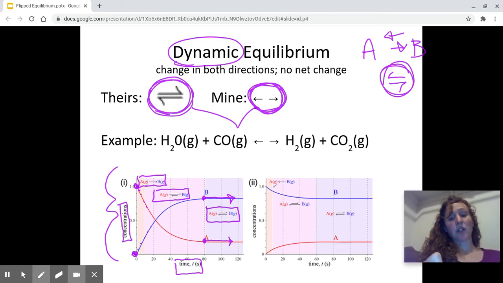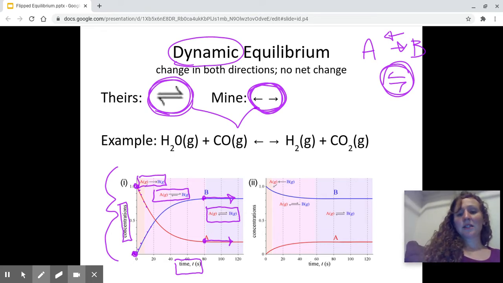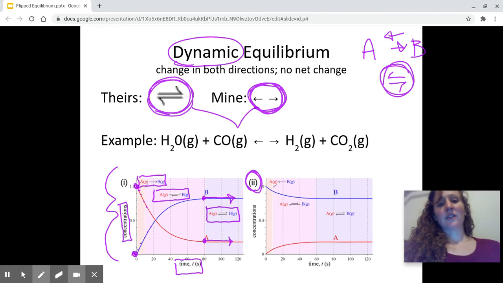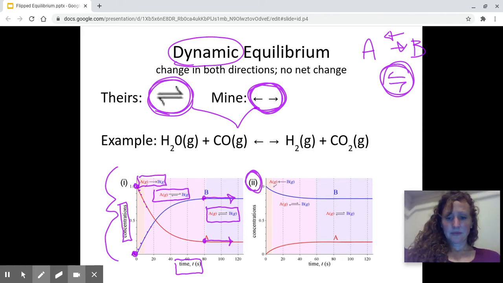You should be able to look at a graph and tell me exactly where the point of equilibrium happens. We can do it for this second graph. Look at this graph and tell me where equilibrium happens. I would say 60 seconds is about where equilibrium happens, because at about 60 seconds the amounts of B and A stop changing, right? They're changing up until that point.